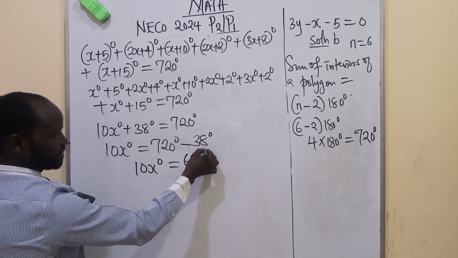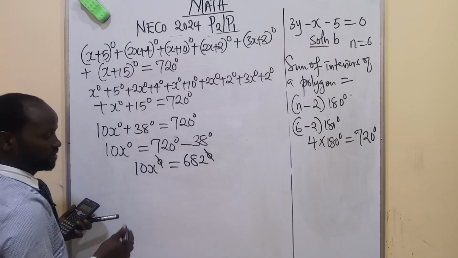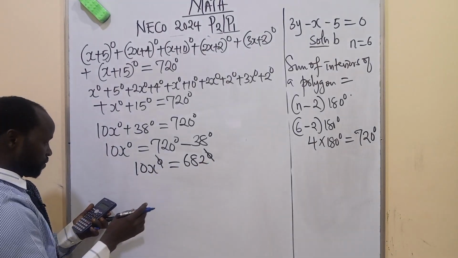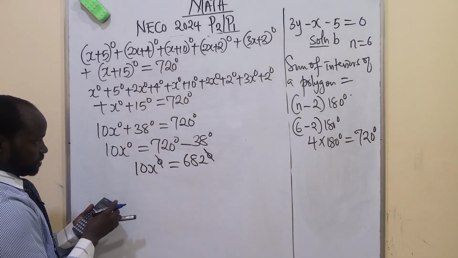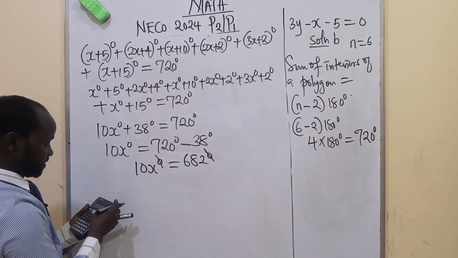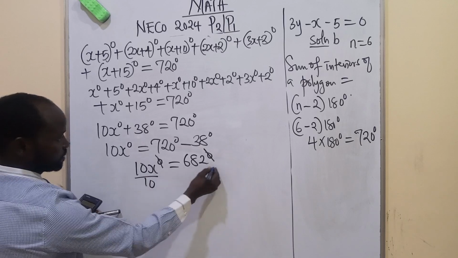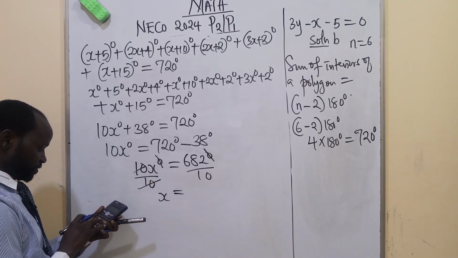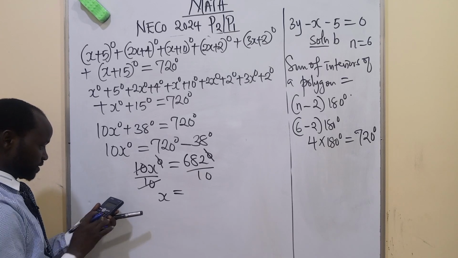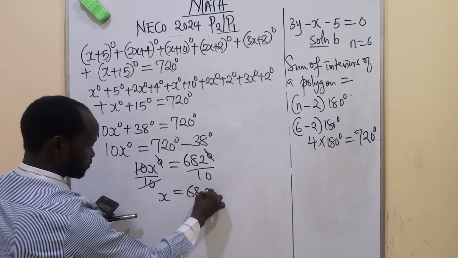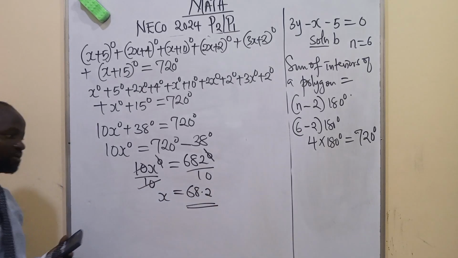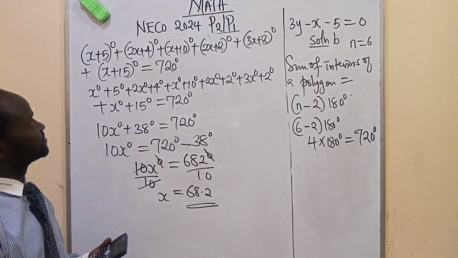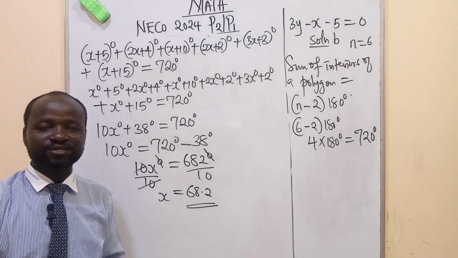Okay, we are asked to find the value of x. We can divide this. Let's divide both sides by 10 now. x will be equal to 682 divided by 10. That will be 68.2. So the value of x is 68.2. This is the solution to this question 3b.